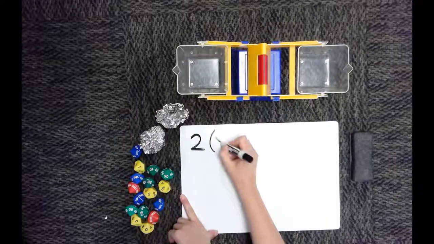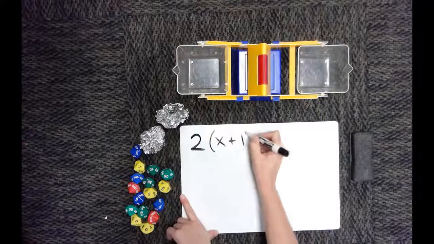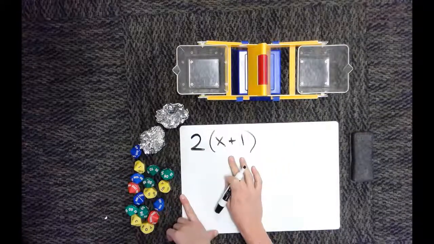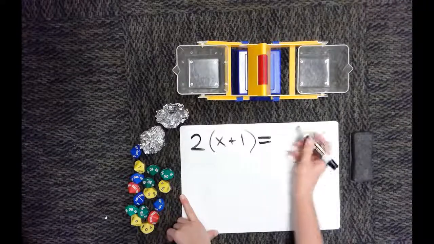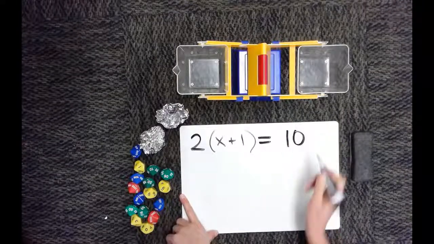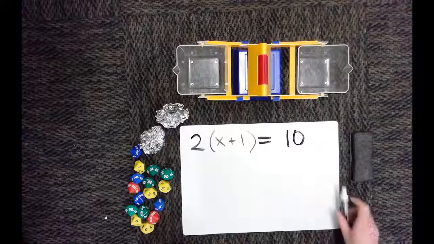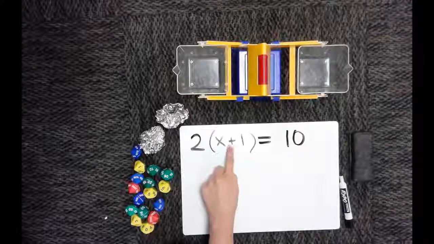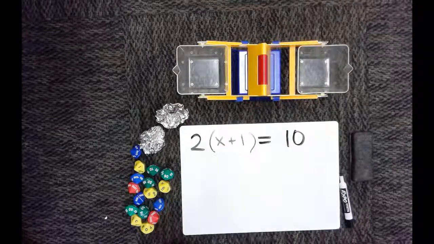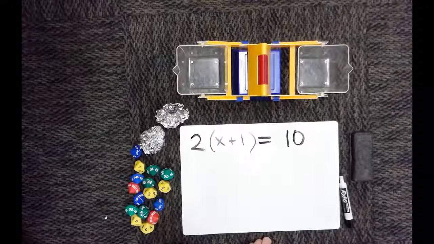Let's look at the algebraic equation. 2 groups of x plus 1 is equal to 10. So we want to solve for this unknown. This x is unknown to us right now. We want to figure out what it is.